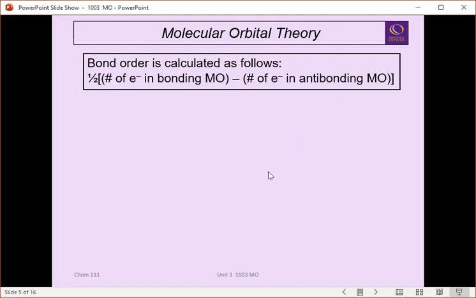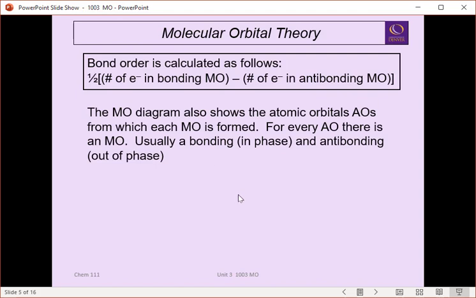It would rotate, it would be the length of a single bond, and it would have the strength of a single bond. Bond order 1. Okay, so again, I just remind you how this happens. A molecular diagram shows the atomic orbitals. Now, when you do the diagram, you usually show the atomic orbitals that form the molecular orbital, but that's just for bookkeeping, okay? And for every atomic orbital, there is a molecular orbital.